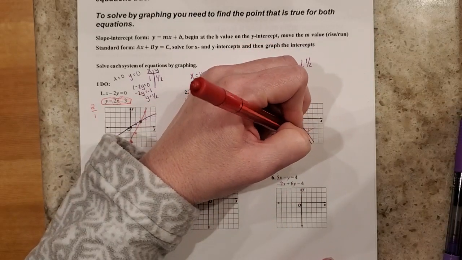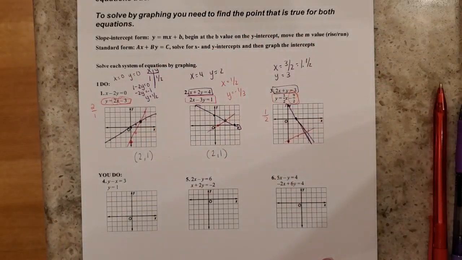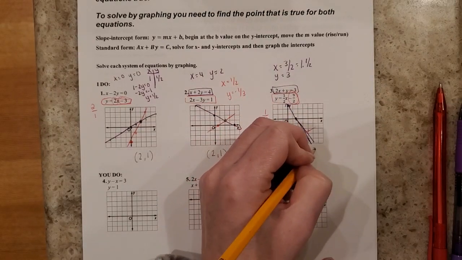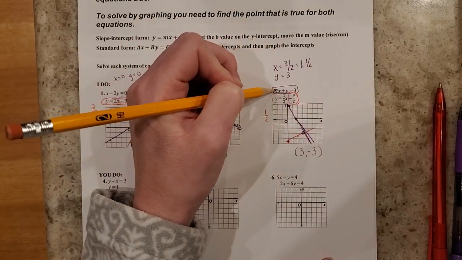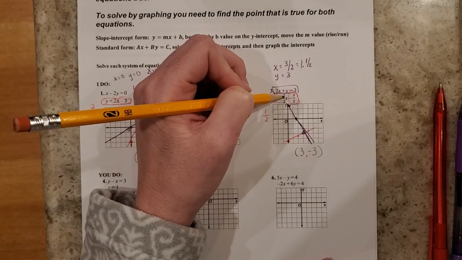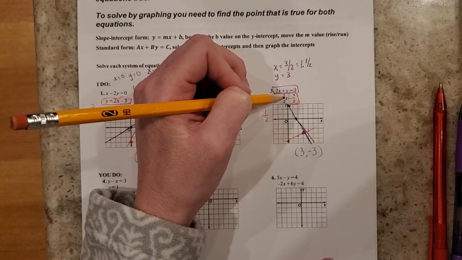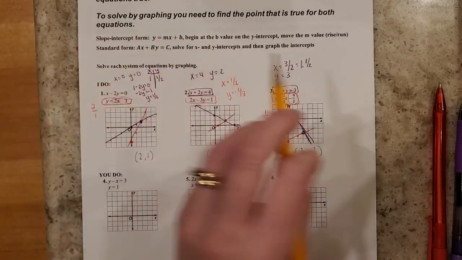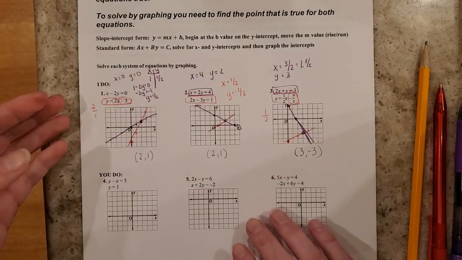We get something like this. And if we look for our intersection point, it looks roughly to be here, which is at (3, -3). And then we can check. 2 times 3 is 6, minus 3 is 3. Half of 3 is 1/2. And if we do 1/2 minus 4/2, we get negative 3. So they both work. So that's the I do for graphing.